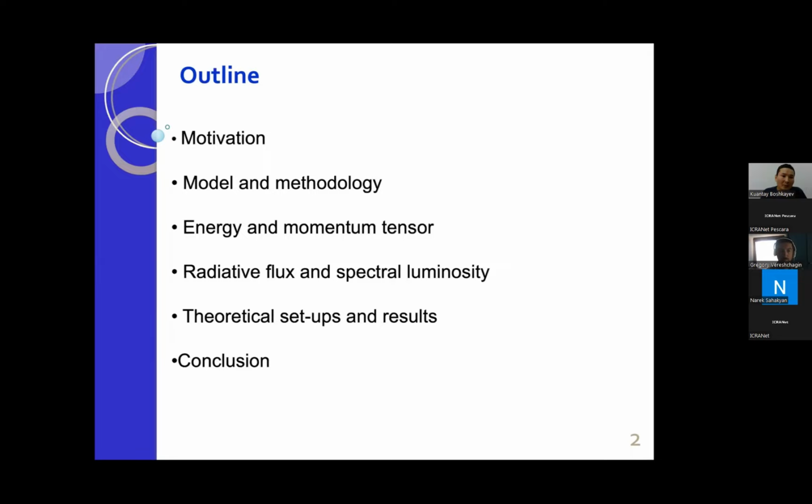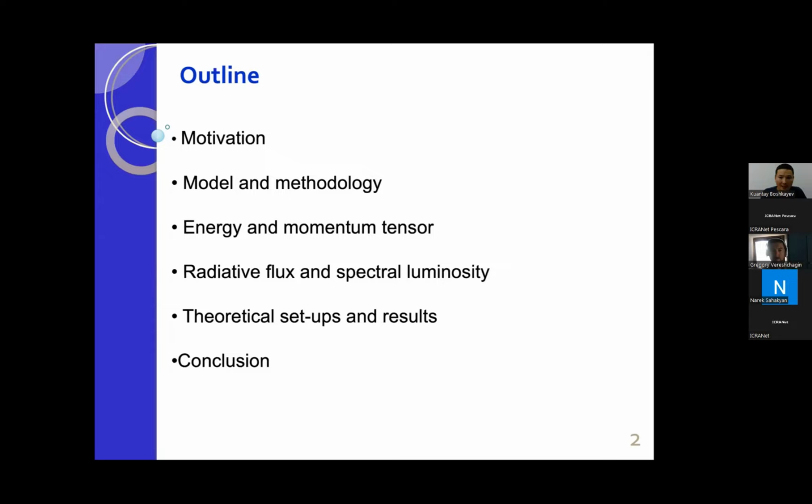I will just specify that we are interested in the influence of dark matter on the luminosity of the accretion disk. In this particular work, we choose the tangential pressure because usually in the literature, people work with isotropic pressure. Of course, I will show you a comparison between the isotropic case and the tangential case and also with the Kerr metric. Then I will speak about the model and methodology that we used in this work and show you also the energy momentum tensor, and how we choose the tangential pressure.